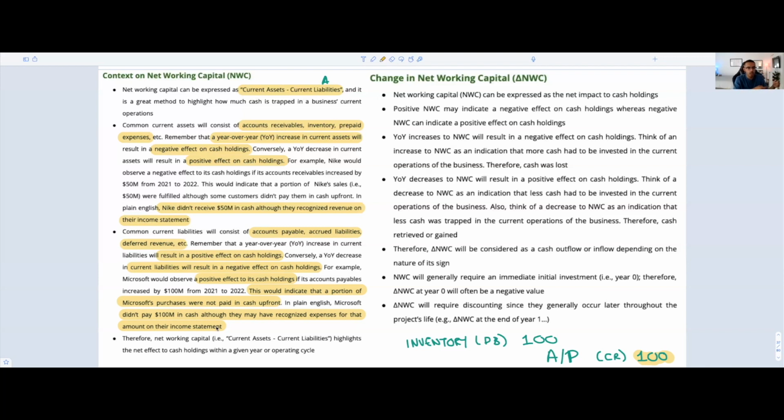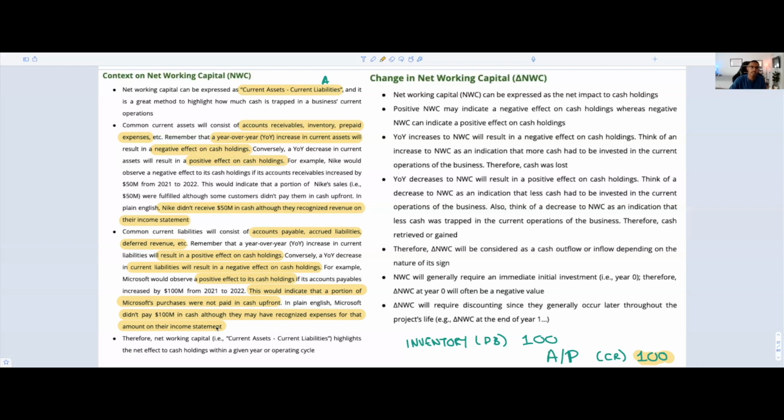So what's awesome here is that if we look at current assets less current liabilities, we're able to really highlight the net effect to our cash within a given year or a given operating cycle. We're really able to understand where our cash is right now. And if you get a sense of this, typically your current assets will be larger than your current liabilities. And with that, you're able to understand that some cash is being lost in the business. Some cash is being trapped in a given project, right?